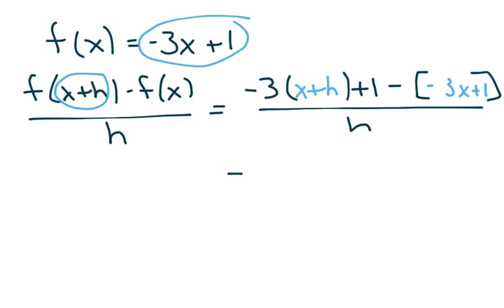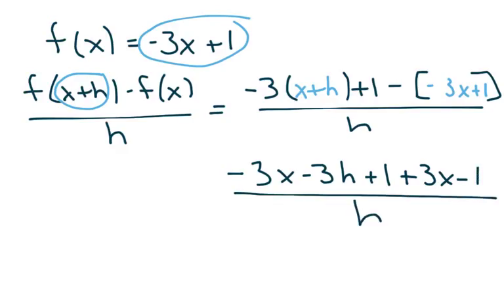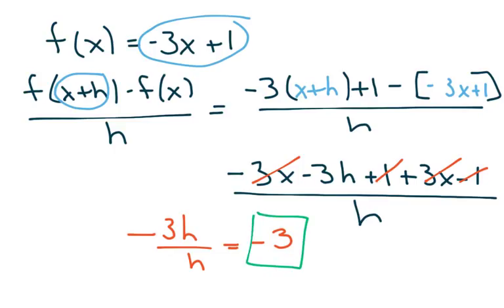Simplify your numerator, you get negative 3x minus 3h plus 1 plus 3x minus 1 all over h. Simplify the numerator, and we get negative 3h over h, which equals negative 3. And we can box our answer. Those are the easier ones.